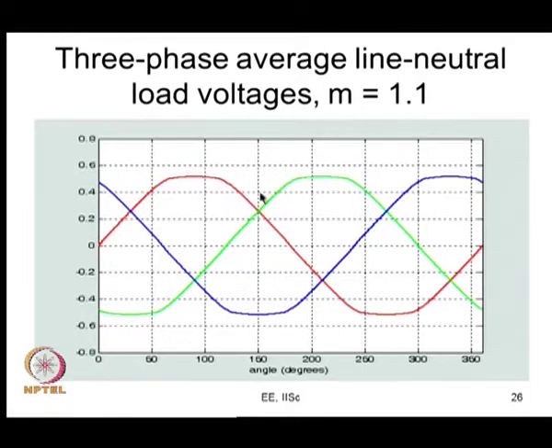You should have ideally applied sinusoidal voltages here, since in linear modulation this should have been sinusoidal. Instead of that, there is a certain amount of harmonic distortion in these waveforms.